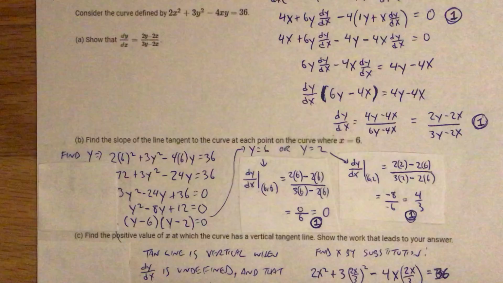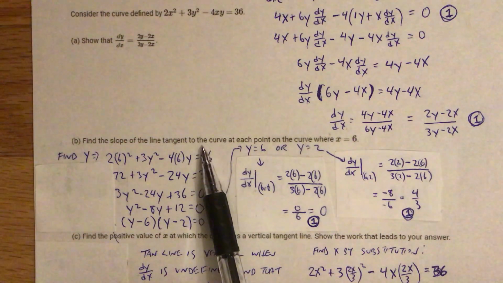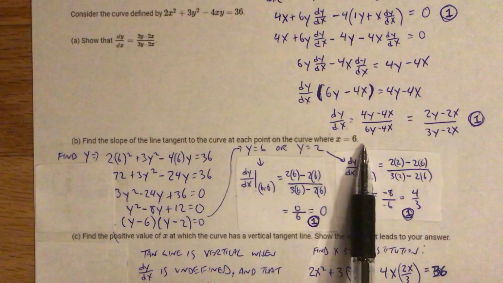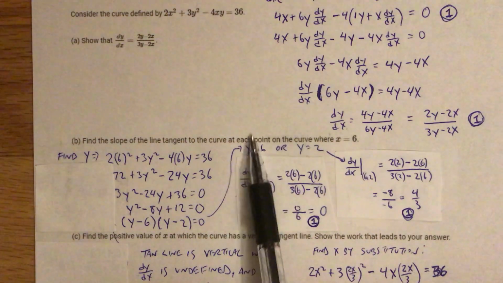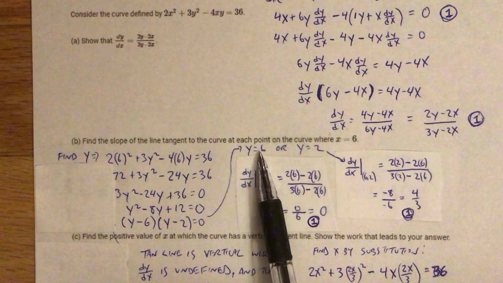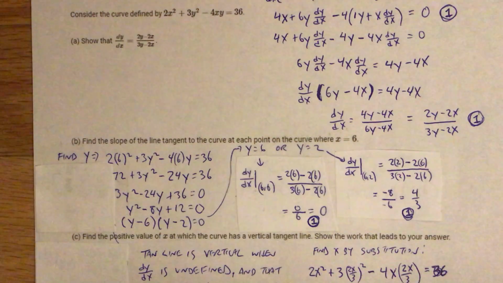Part B wants us to find the slope of the tangent line to the curve at each point on the curve where x is 6. One of the hints is that it says each point. Remember, I said this wasn't a function, meaning that an x value can have more than one y value. In this case, if you see the work, we're going to get 2 y values.